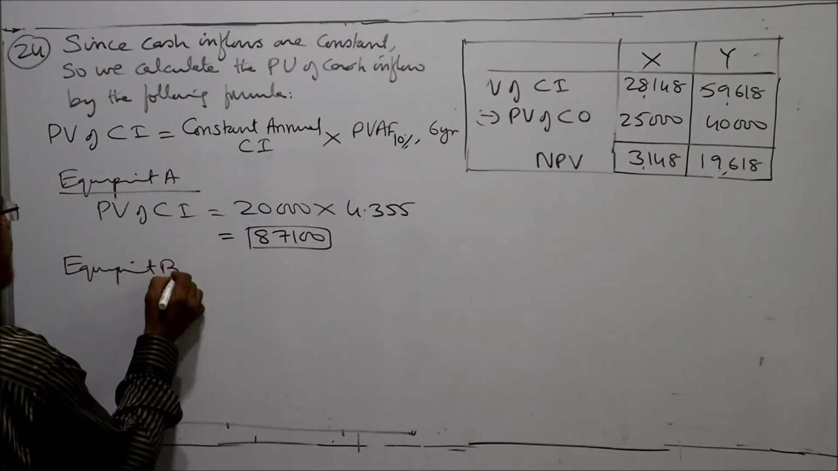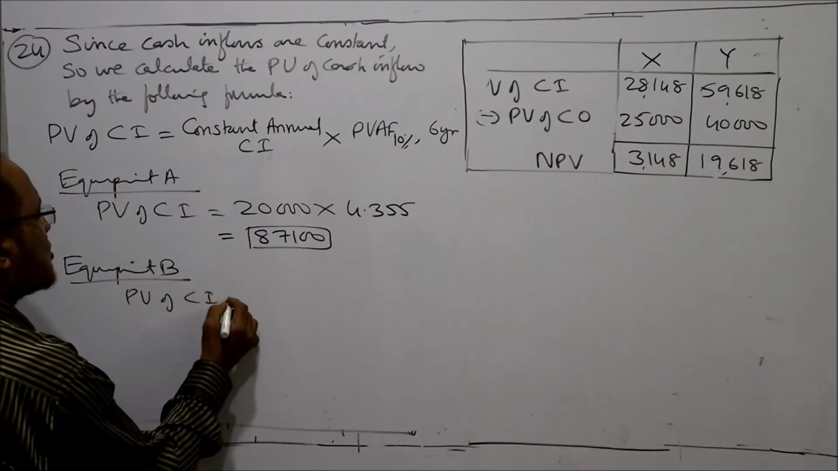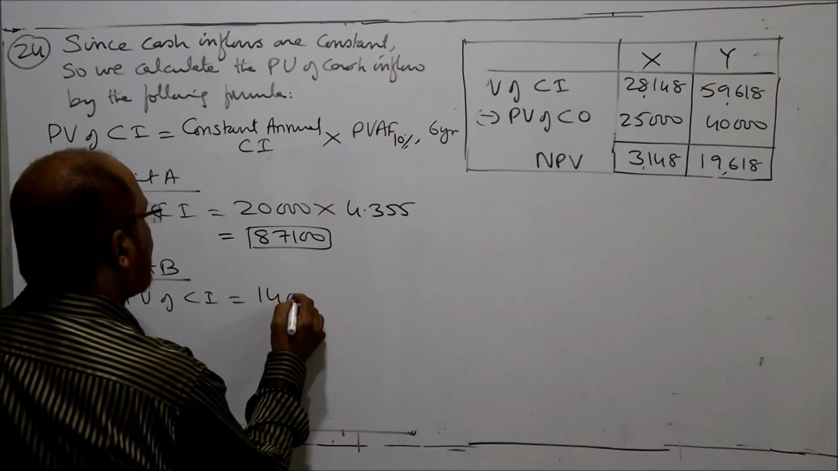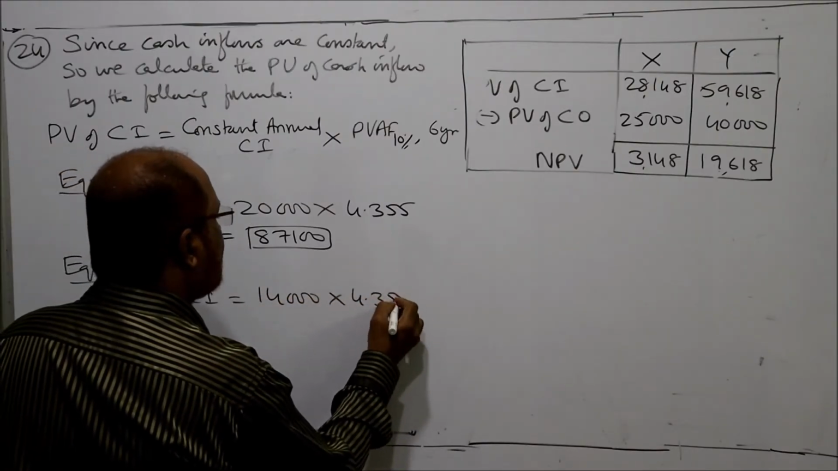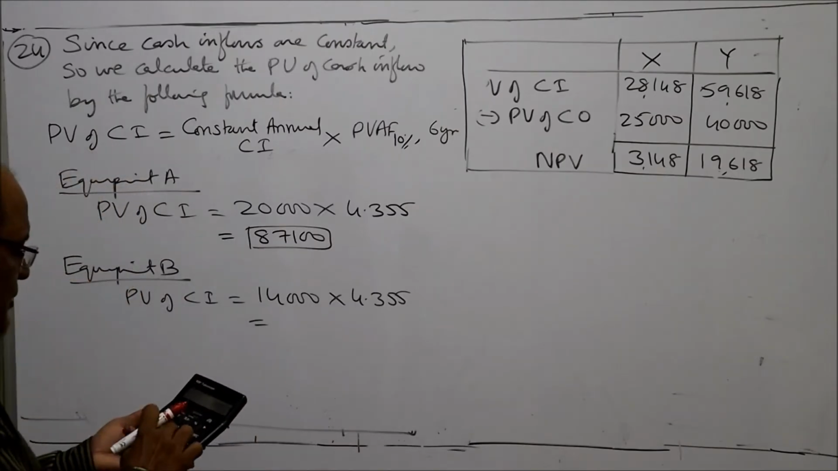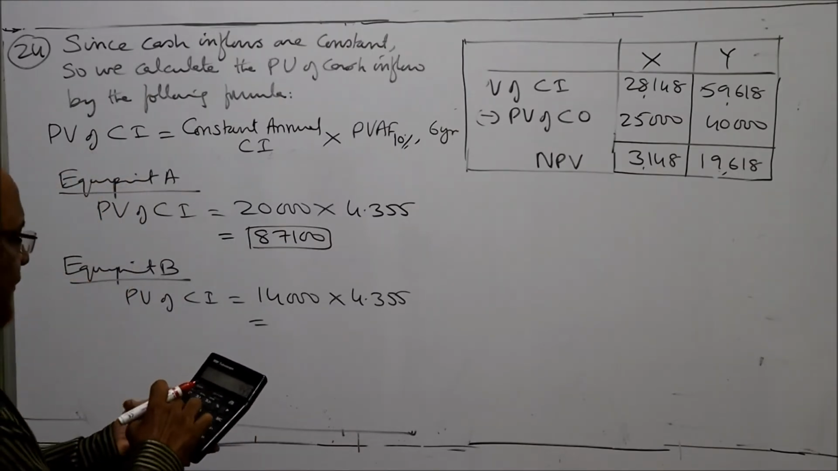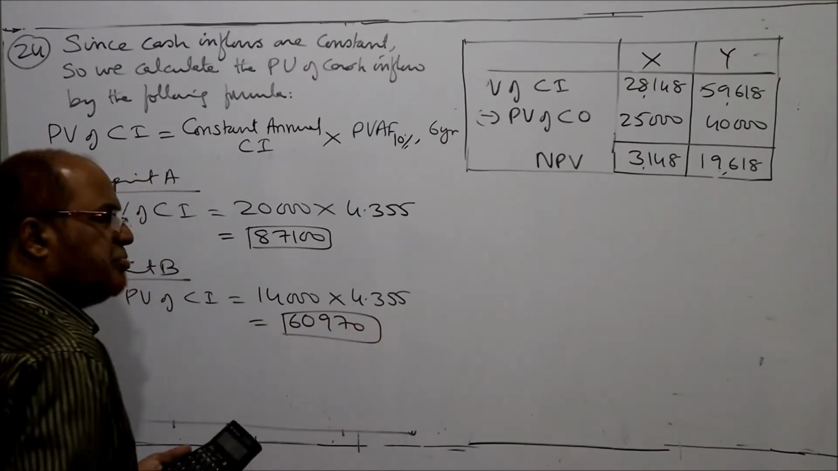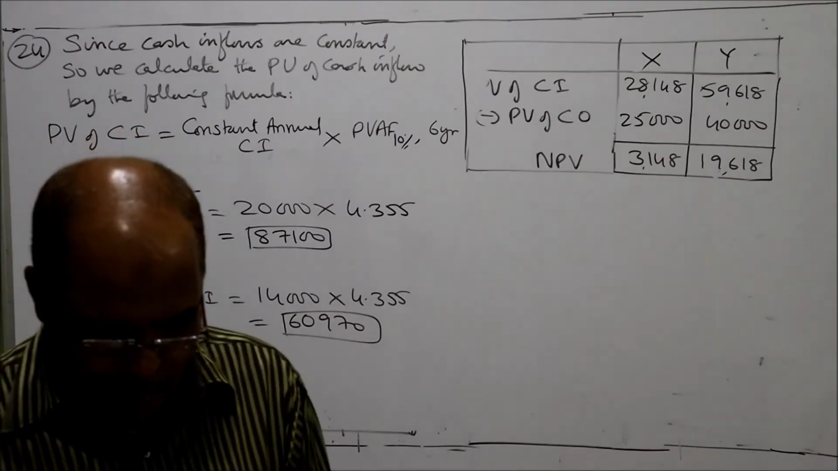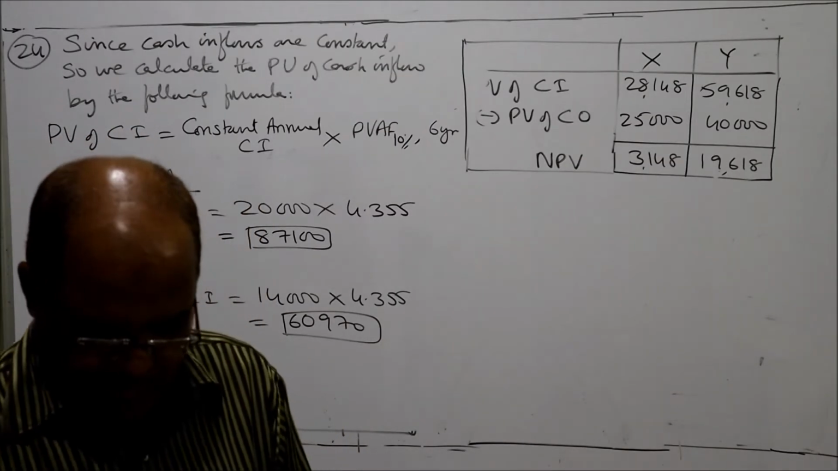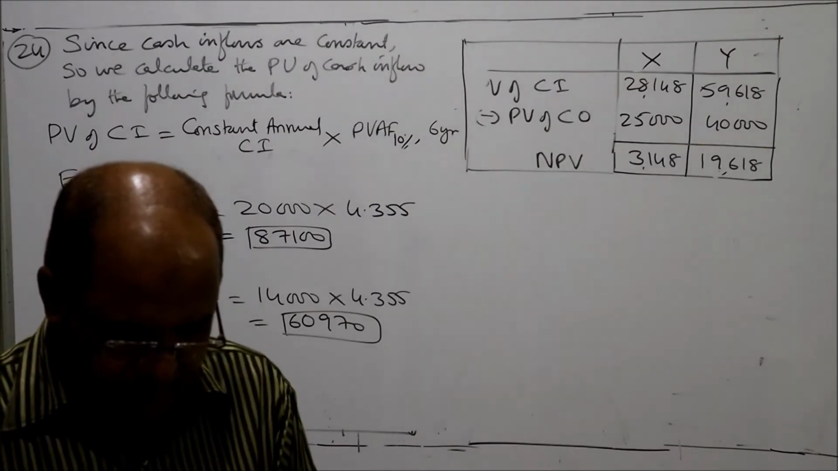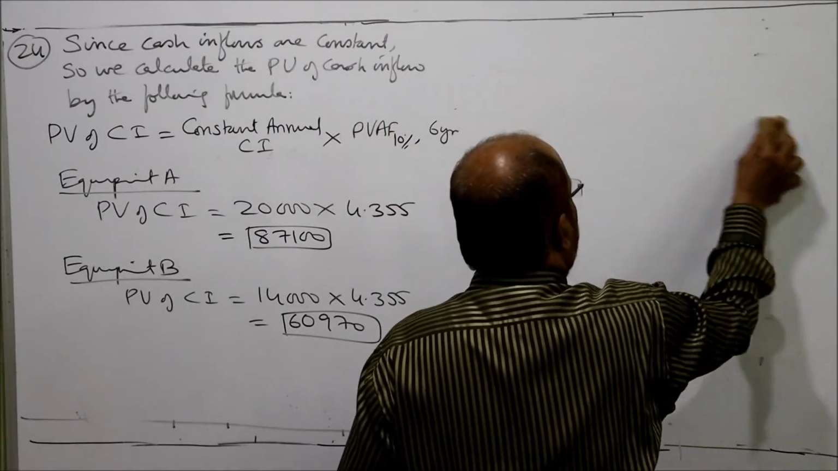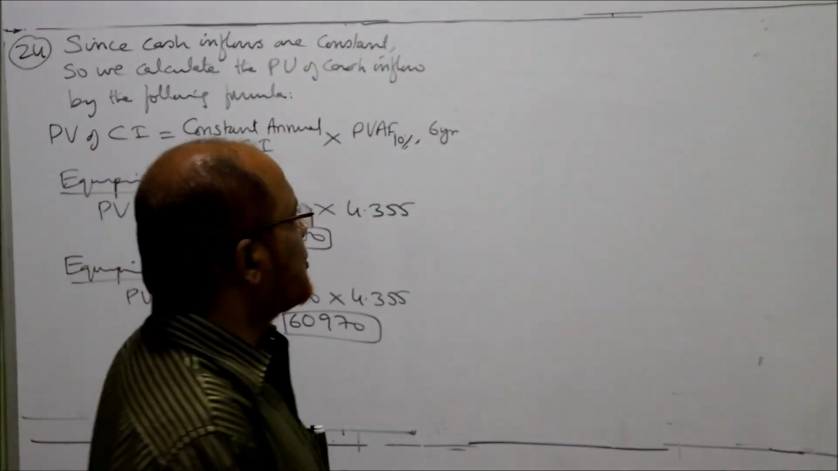Now equipment B. PV of cash inflow is equal to, what is the constant cash inflow given in the problem? 14,000 into 4.355. 60,970. We got PV of cash inflow of both the projects. Right? Now we have to calculate the NPV and PI, and then we can give the decisions.